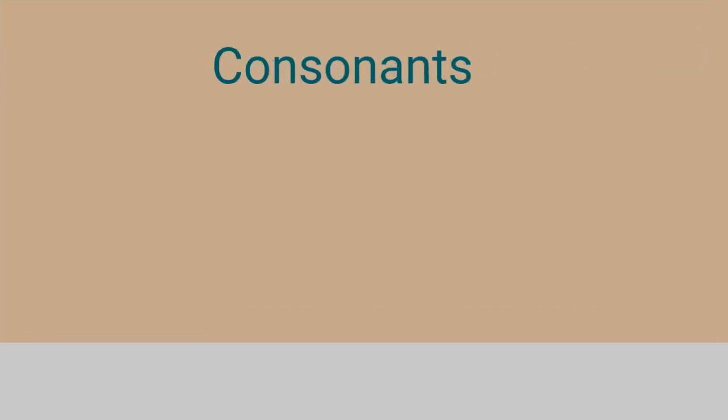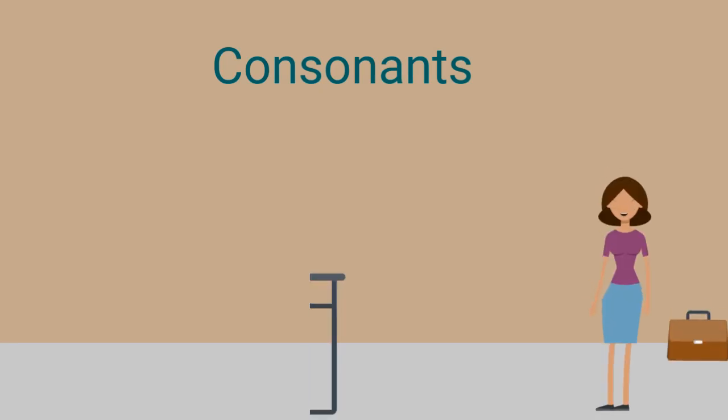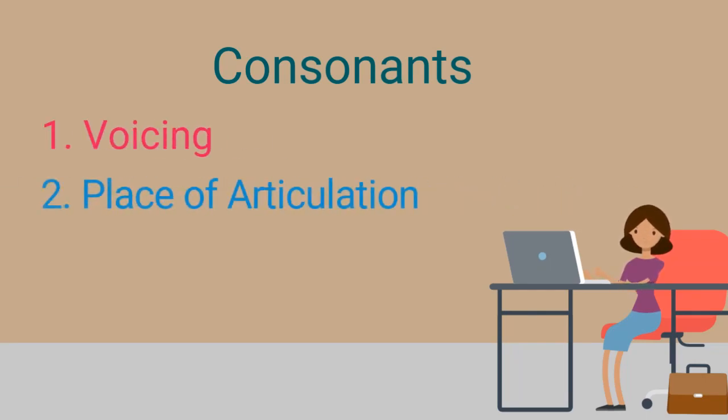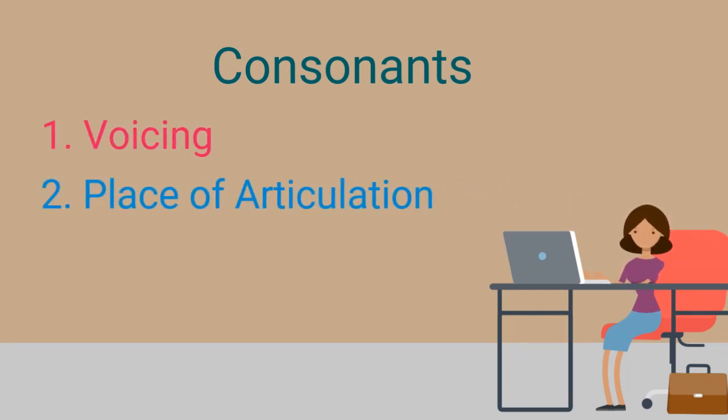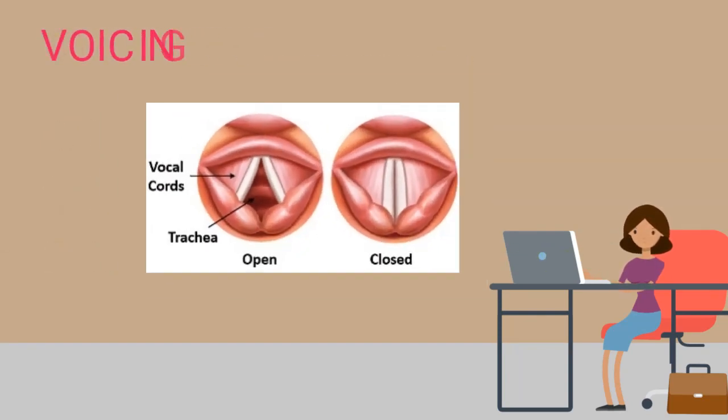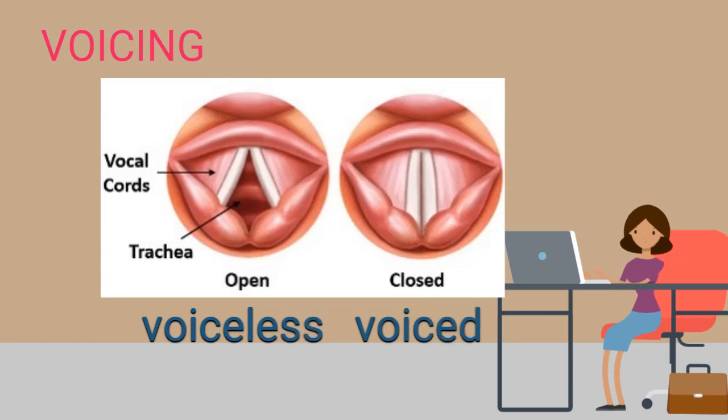Alright, so I will start with how we can describe English consonants first. There are three topics used to describe consonants, which are number one, voicing, the second one, place of articulation, and the third one, manner of articulation. Let's see the first one, voicing.